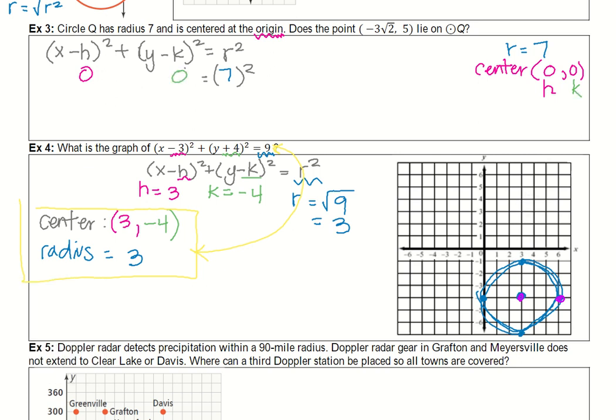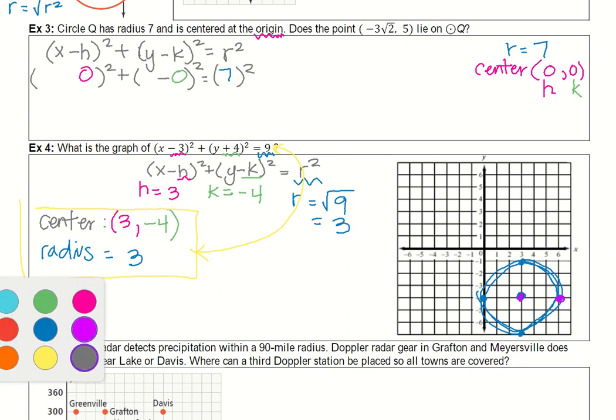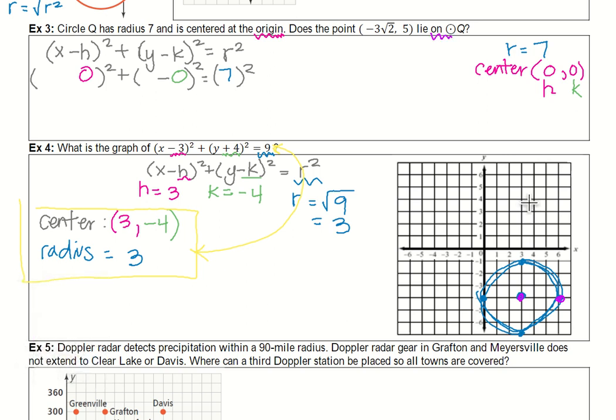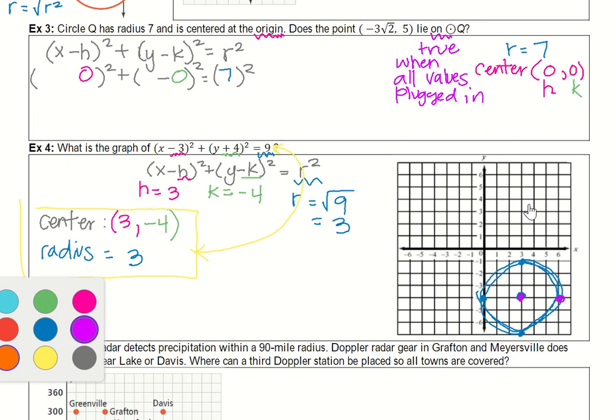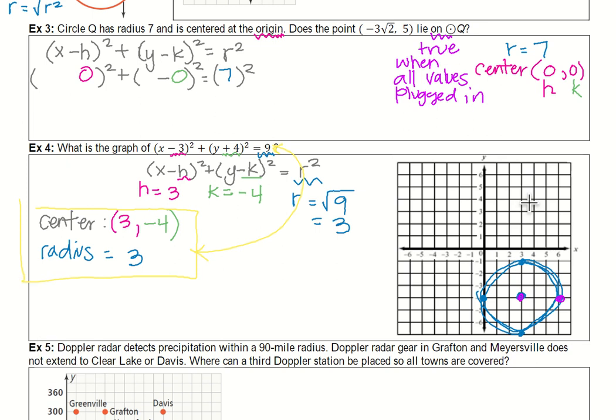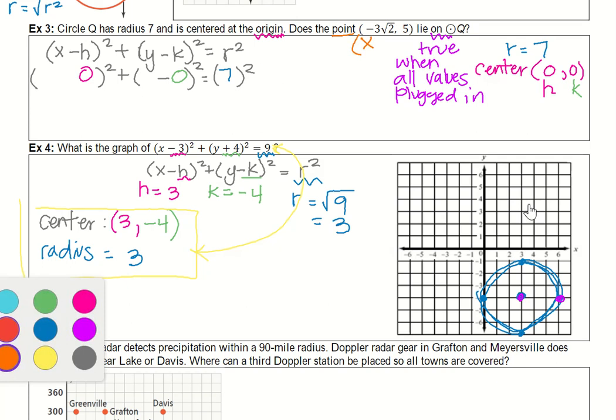So what I can think about is that if a point lies on the circle, this equation would be true when you plug in all the values. Okay, so all values, I mean that this is a coordinate of a point, right? This is x, comma y.